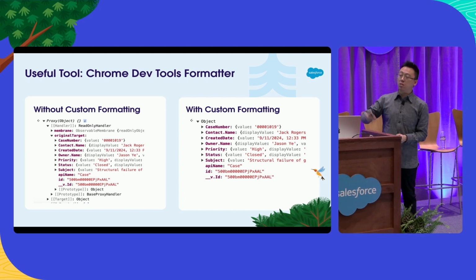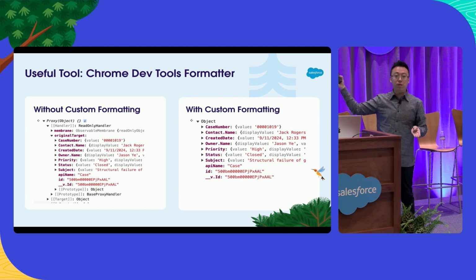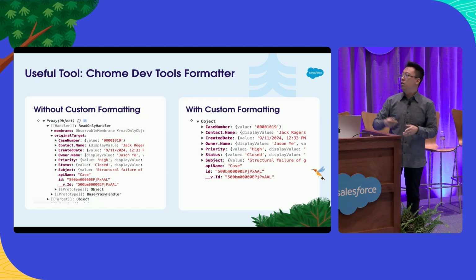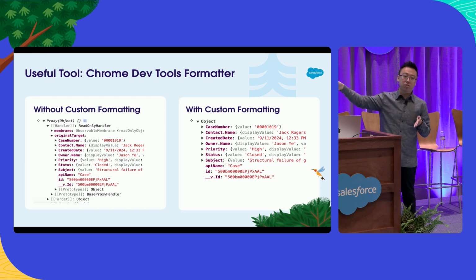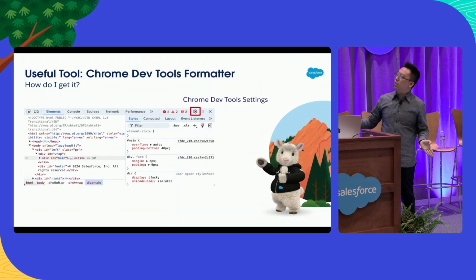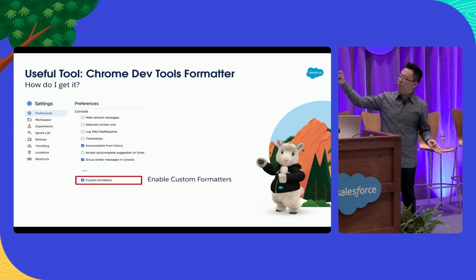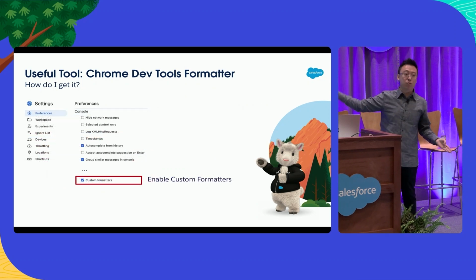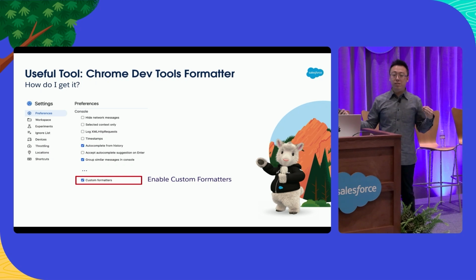We actually do have a custom formatter that's shipped in LEX if you're in debug mode. And what happens is it will unwrap it for you visually, so when you're mousing over an object or trying to see it in the console, you will see the object itself instead of the proxy. You can get it just by opening up your Chrome DevTools settings and finding enable custom formatters under preferences. This comes automatically with LEX.